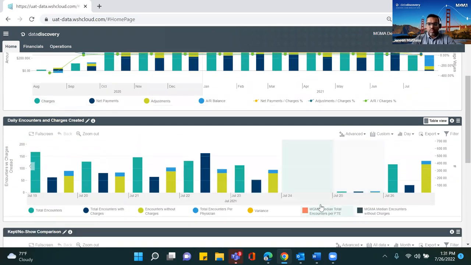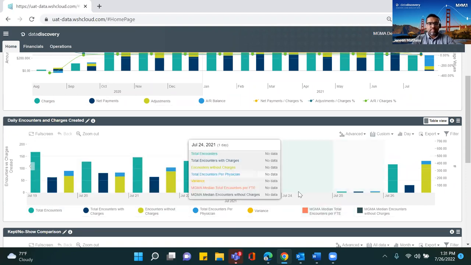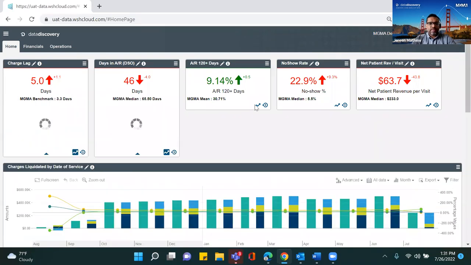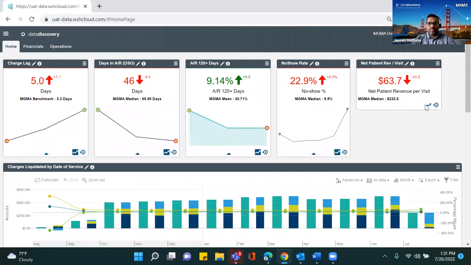One other thing I forgot to point out in the charts: the salmon color MGMA median, that's again at a chart level, where we provide the MGMA median or benchmark. Coming back here, you are able to get a little visual of the trends. So you can see whether this is a one-time issue going up or it's been going up consistently, and in this case going up but coming down.